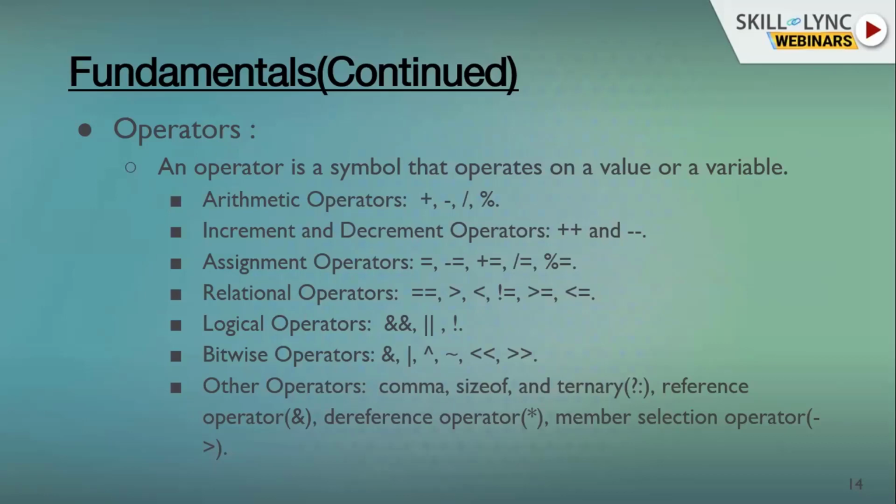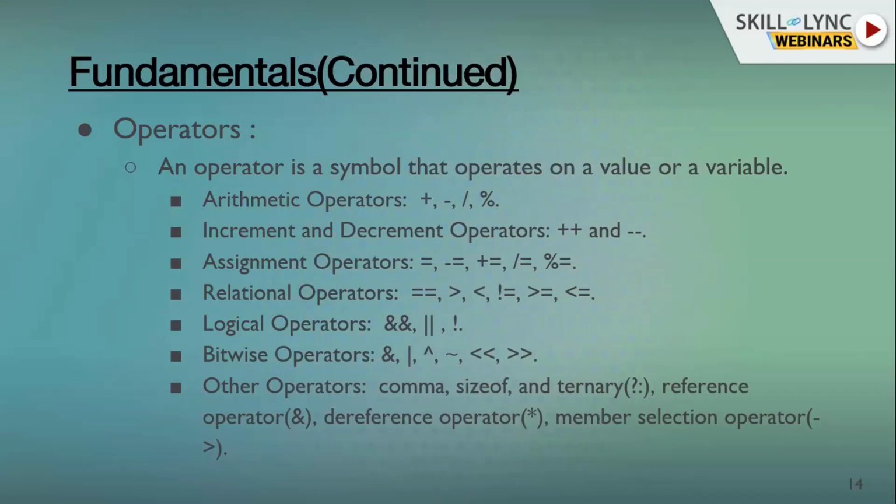It will just invert your bits. Whatever you have, if you have zero, it will make one. If you have one, it will make zero. And there we have left shift and right shift. Left shift will shift one time. You need to give one more operand over here, and based on that, it will shift the data, whatever you have.